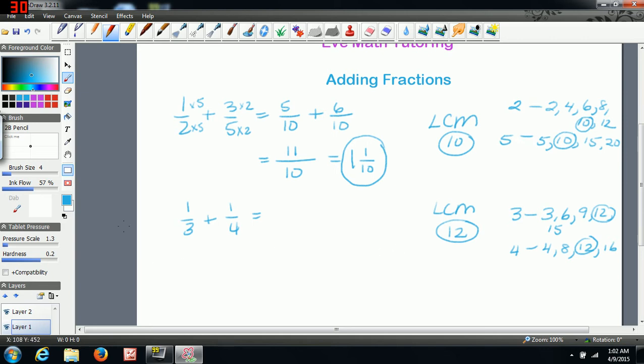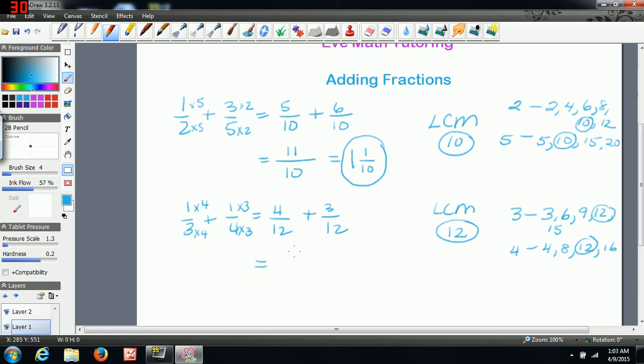Okay. So what I want to do now is change the number 3 to 12. So to do that, I have to multiply it by 4. Whatever I do to the bottom of the fraction, I have to do the same thing to the top. And over here, how do I change 4 to 12? It becomes 3 multiplied by 3, and then I get 3 over 12. So whatever I do to the bottom, I have to do the same to the top. So I'm just rewriting these fractions in a different form.